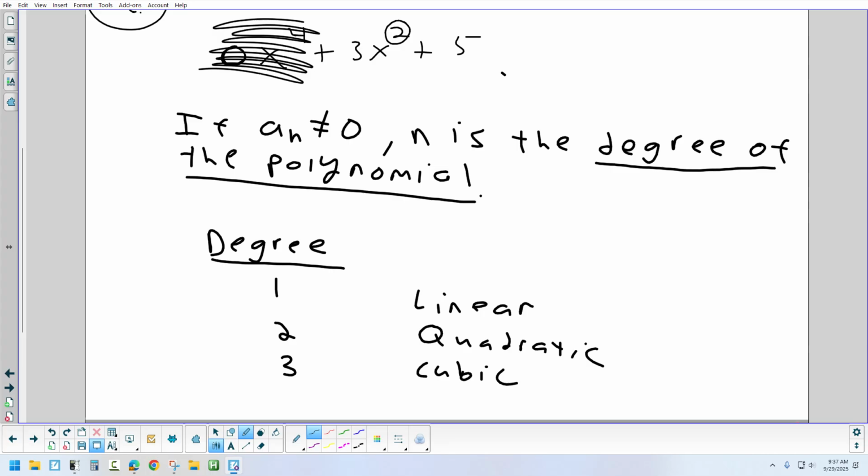Once we start getting above those degrees, we generally would just say, I have a polynomial of degree 7. We don't necessarily use names anymore. But these are names we definitely use: linear, quadratic, cubic, sometimes quartic. That's degree 4.